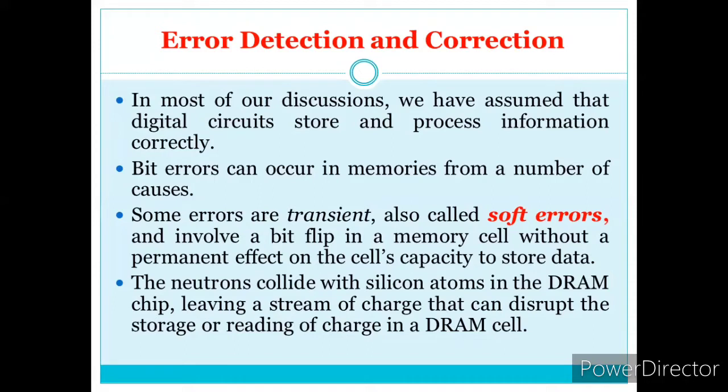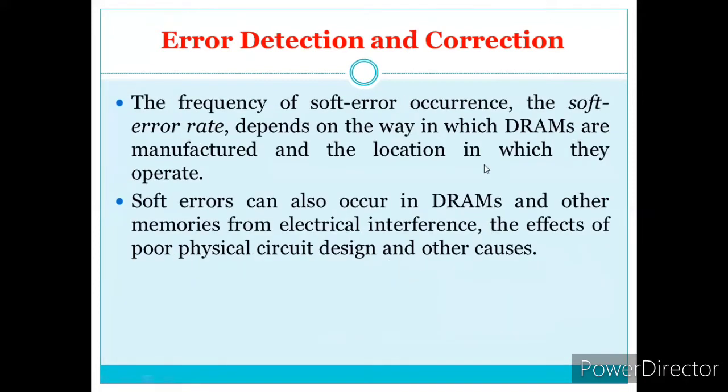How it may occur is that neutrons collide with the silicon atom in the DRAM chip, leaving a stream of charges that can disrupt the storage or reading of the charge in the DRAM cell. A stream of charges means a large number of charges is produced due to the collision. So this is one of the causes we have.